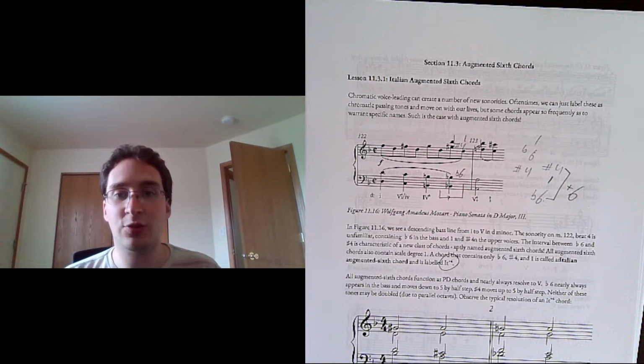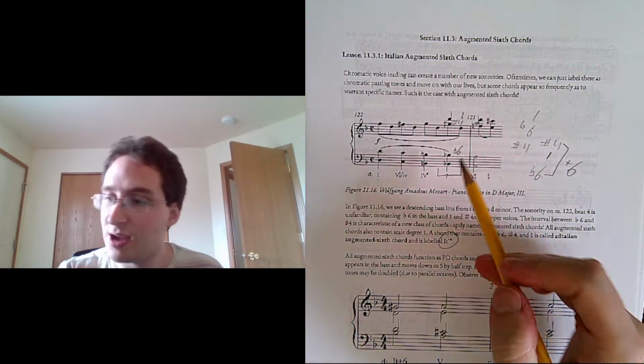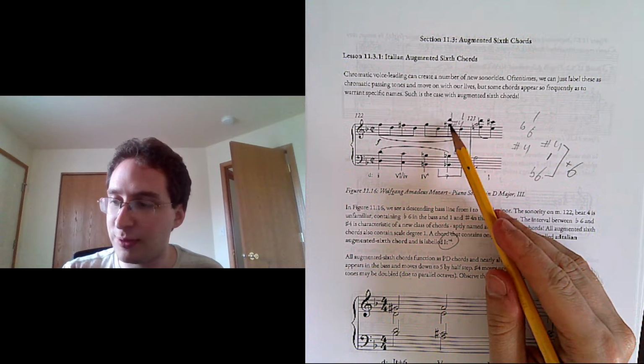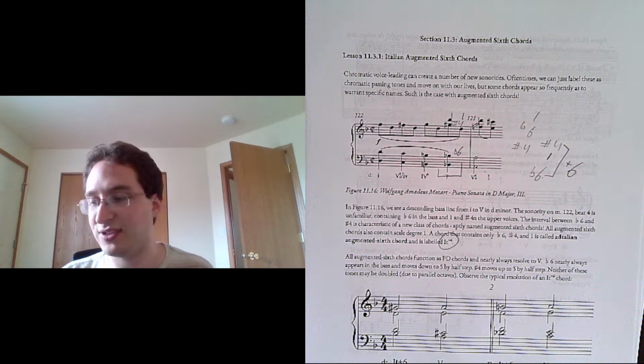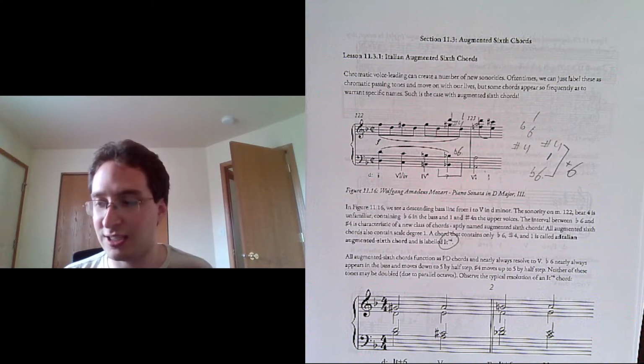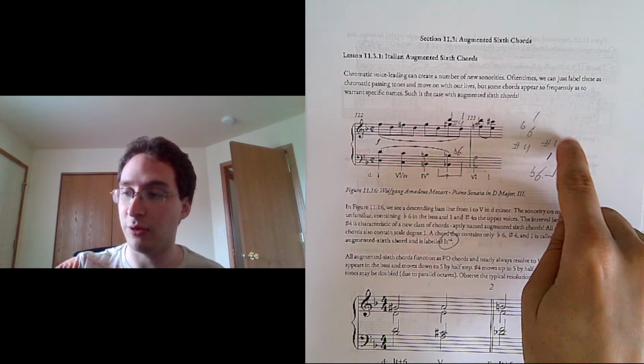All of your augmented 6 chords function as predominant chords and nearly always resolve directly to 5. Flat 6 is going to appear in your bass and move down by half step. Sharp 4 is going to appear in an upper voice and move up by half step. You can't double these tones because otherwise you'd have parallel octaves, because they have to resolve how they resolve. So in this case, we just double the 1.